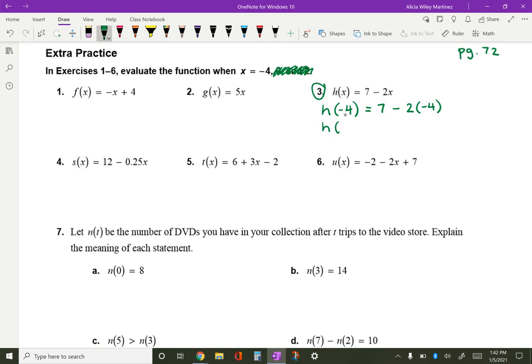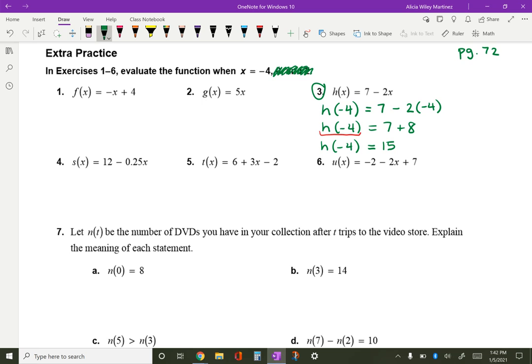So when I go ahead and do that, I'm going to simplify this other side. Remember, this does not mean h times -4. This represents one whole value, so it sticks together. Don't separate it. The only thing I'm going to be dealing with is the other side. I'm going to simplify that using my order of operations. I know that I need to multiply first. -2 times -4 is +8. And then I get 7 plus 8, telling me that h of -4 equals 15.